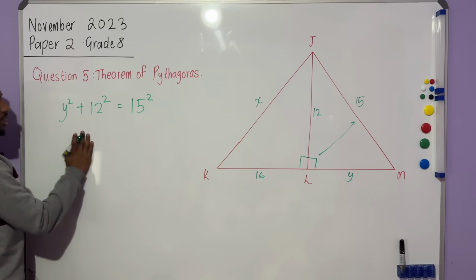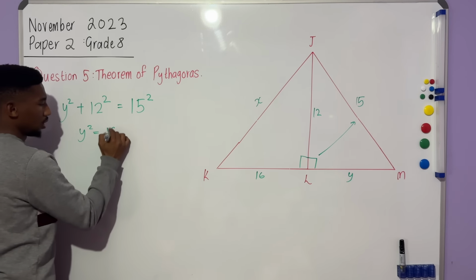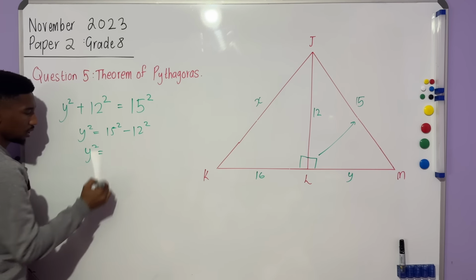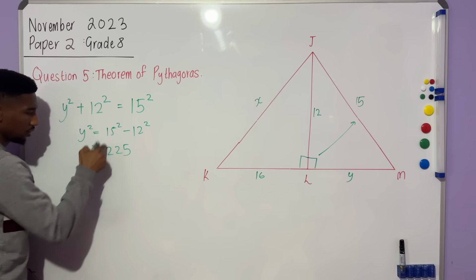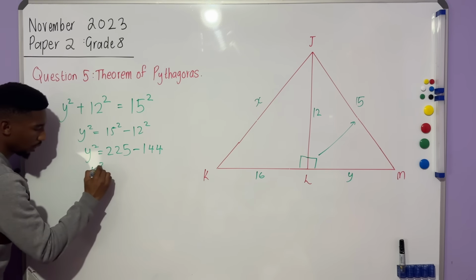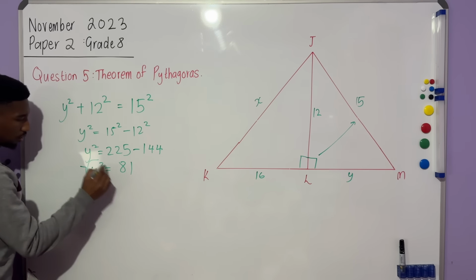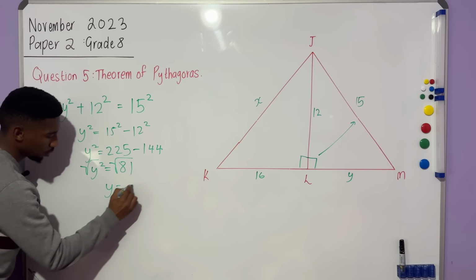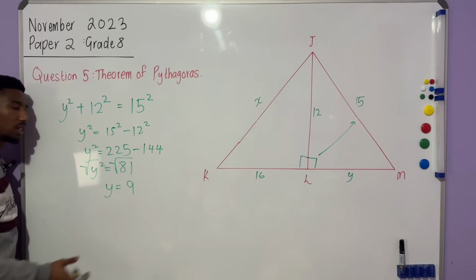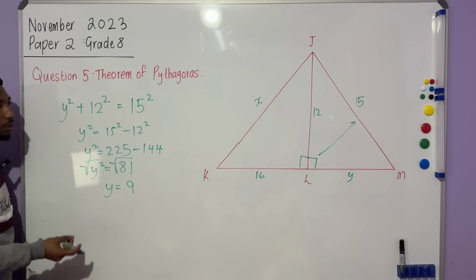Okay, and for us to solve y, I'm going to take the 12 squared to the other side. So I have y squared equals 15 squared, minus 144, which is 12 squared. And then we have y squared is equal to 81. And for us to find y, we're going to do the square root on both sides, and y is equal to 9.